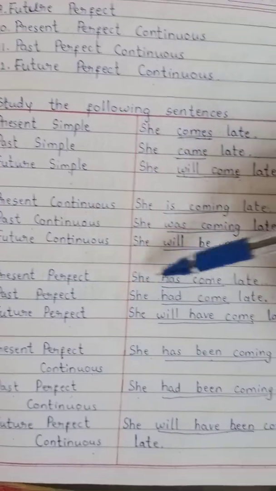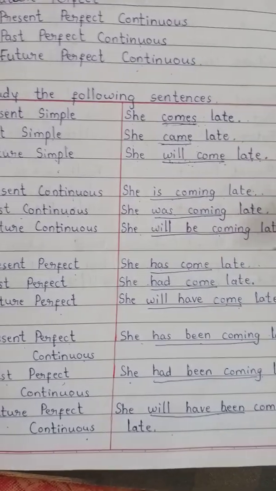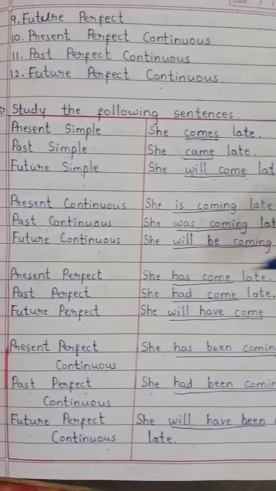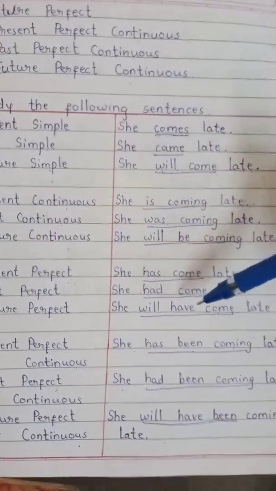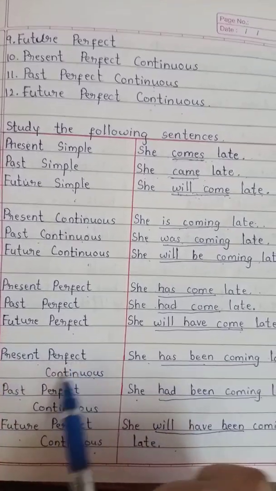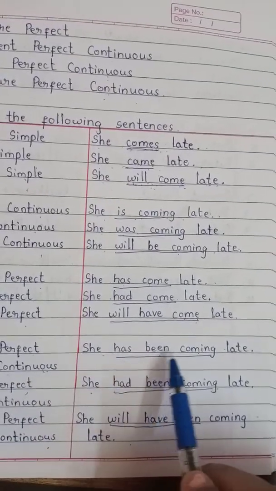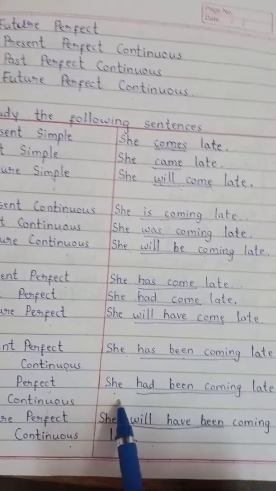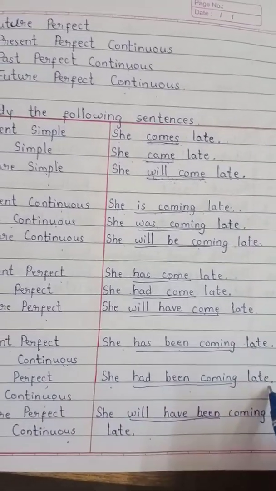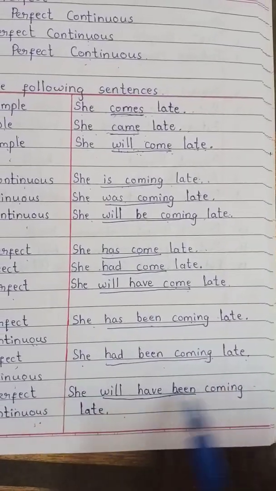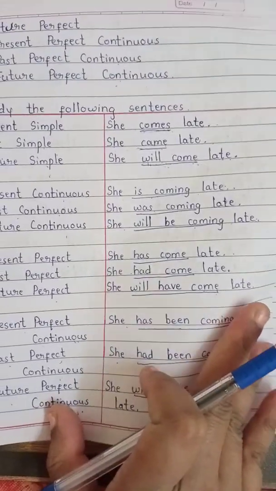In present perfect, she has come late. Past perfect, she had come late. Future perfect, she will have come late. In present perfect continuous, she has been coming late. In past perfect continuous, she had been coming late. In future perfect continuous, she will have been coming late.